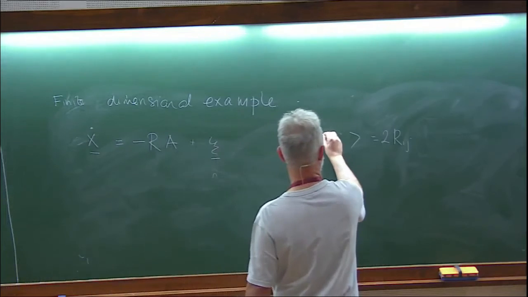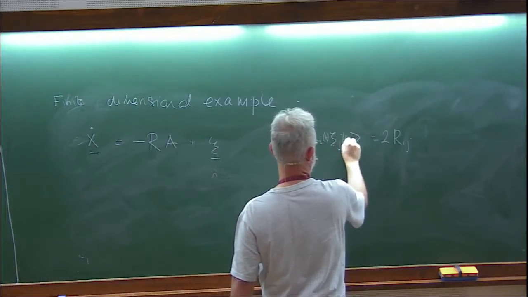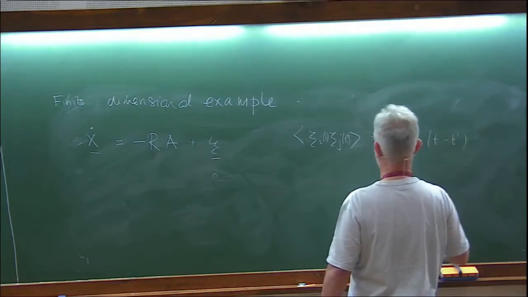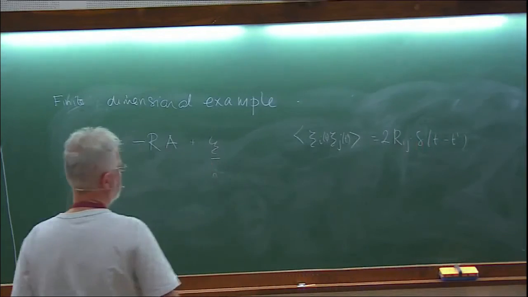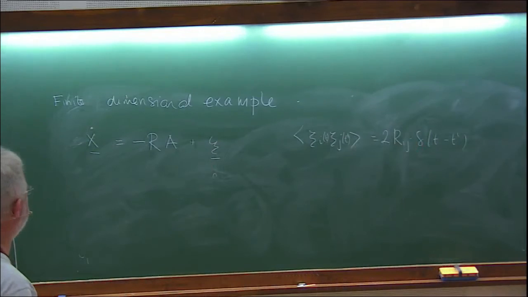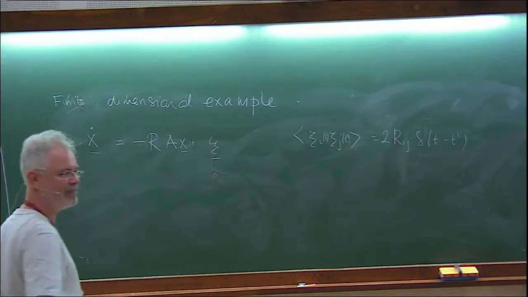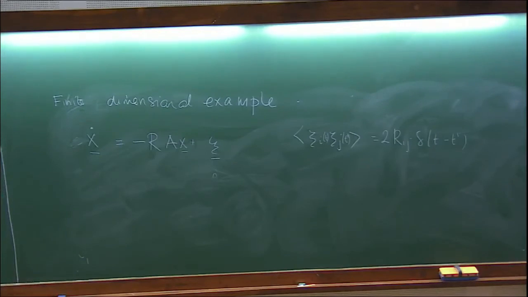So this has 2 times delta of t minus t prime, where this is time t and at time t prime. I'm doing it in the Langevin formulation. It doesn't matter because the noise is not multiplicative, okay? And there's an x here, otherwise it's a bit of a strange equation, right? Let's say A is a matrix, okay?